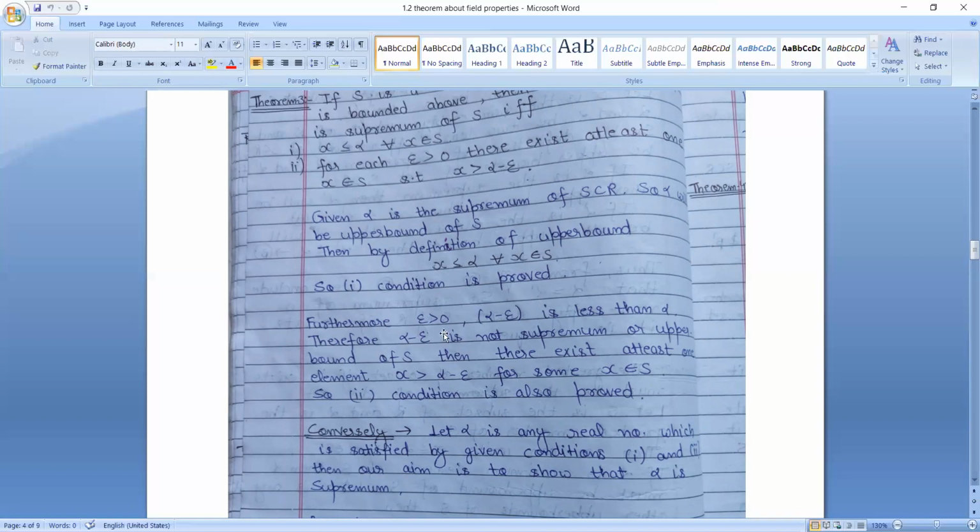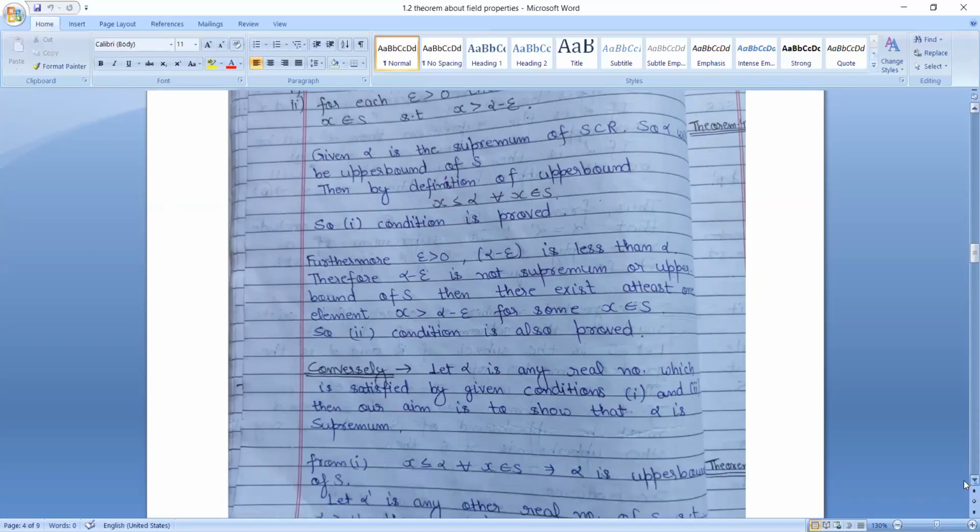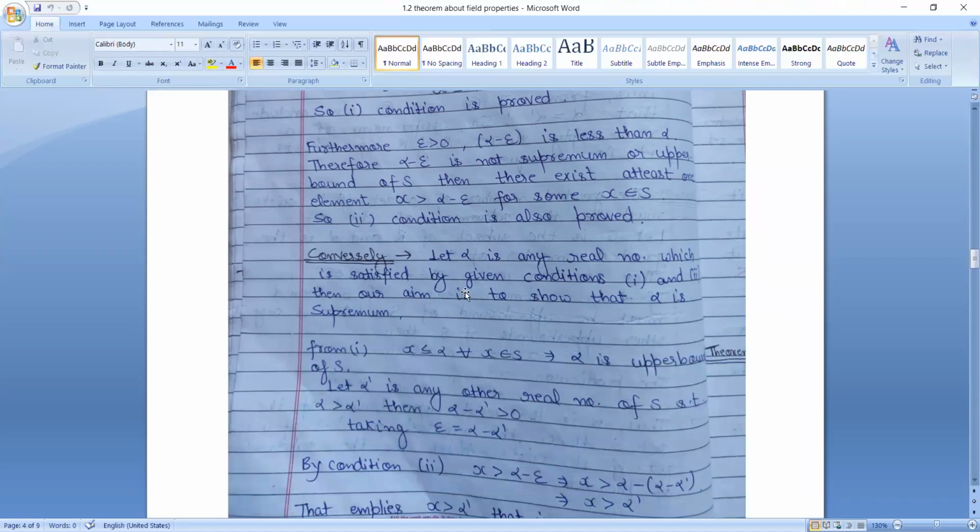Now further, if epsilon is greater than 0, then alpha minus epsilon is less than alpha. Therefore, alpha minus epsilon is not an upper bound of S. Then there exists at least one element x greater than alpha minus epsilon for some x belongs to S. So the second condition is also correct. Now conversely, if alpha is any real number which satisfies the given first and second conditions, then our aim is to show that alpha is the supremum.